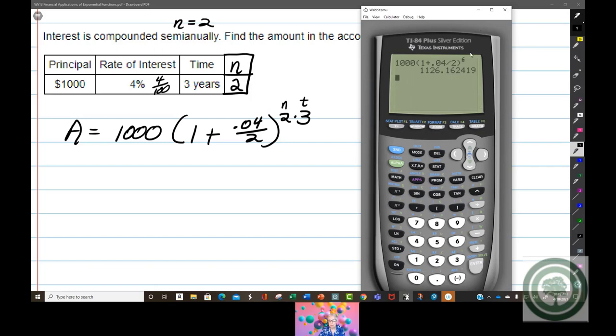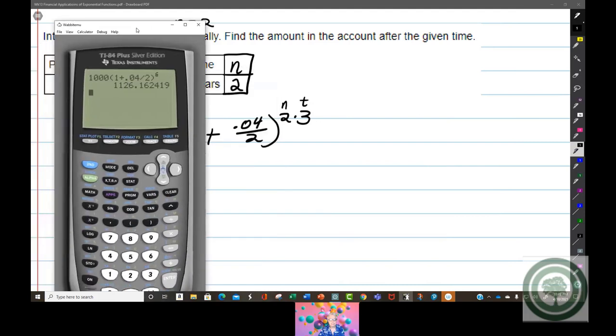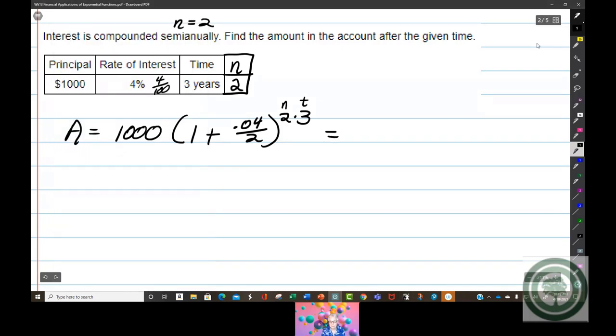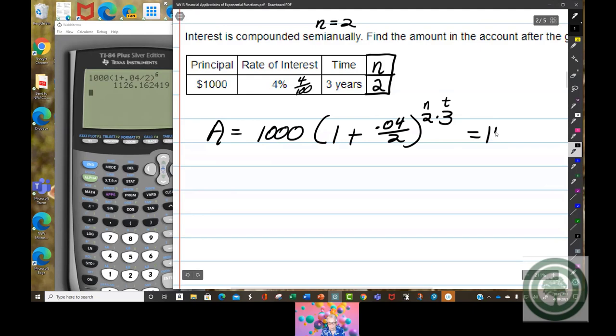And there's your money. And you're going to round to 2 decimal places. At the end of 3 years, you'll have $1,126.16. Not a lot to say for your money, is it? It's kind of depressing. But it does grow over years, especially if you don't think about it. 1126.16. And that was that. See, these are really quick to do and fairly mindless.